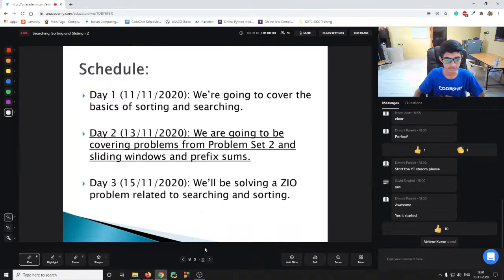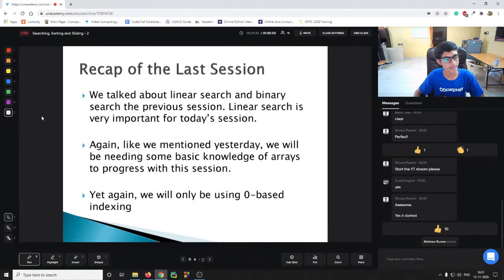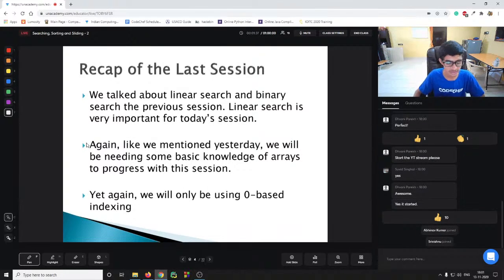We are first going to be talking about sliding window, starting with a problem. First, a recap: we talked about linear search and binary search, and today we are going to be using arrays a lot. So you should definitely know arrays, and do check them out if you don't know them already. Again, we are going to be using zero-based indexing just so that people don't get confused.